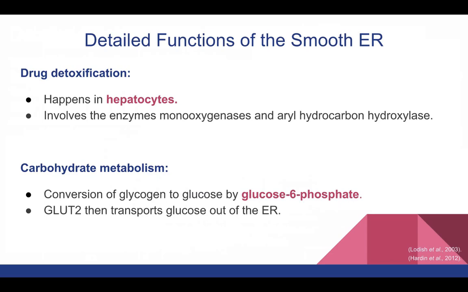The SER is involved with carbohydrate metabolism. Glucose 6-phosphatase is an ER membrane-bound enzyme which converts glycogen into glucose between meals during exercise. Glycogen needs to be converted before leaving the cell as it is impermeable in the membrane. GLUT2 transports the glucose into the appropriate cells then.